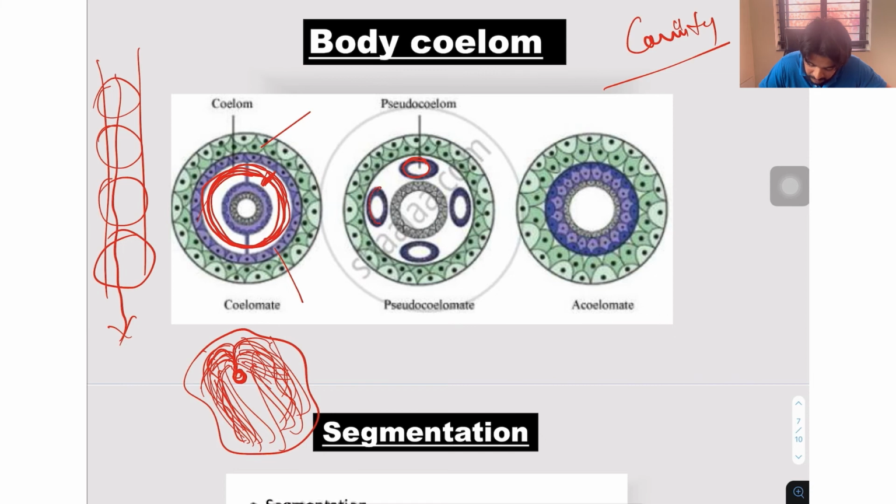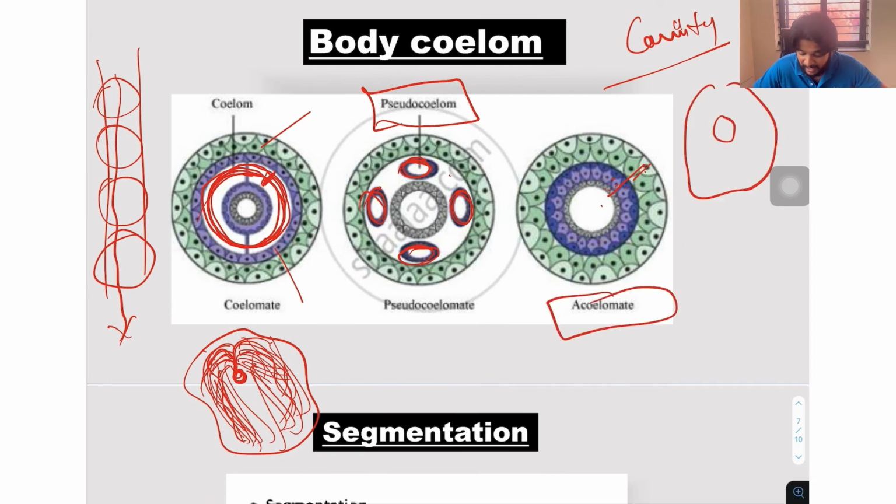Sometimes what happens is, the middle mesoderm breaks into different parts. It is present, but it is broken into a number of pieces. Such organisms are called pseudocoelomates, half present, half absent. In some organisms, there is no such differentiation between mesoderm and endoderm. There are complete layers of ectoderm, mesoderm and endoderm, and there is no cavity in between mesoderm and endoderm. Such organisms are called acoelomates. There is no cavity within the body.